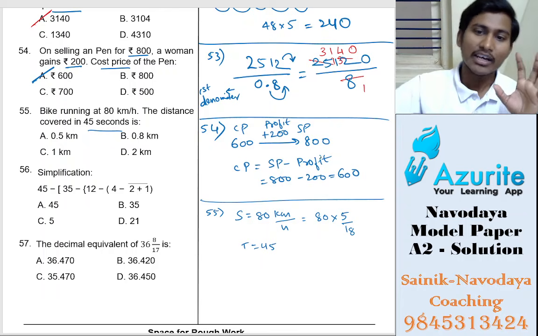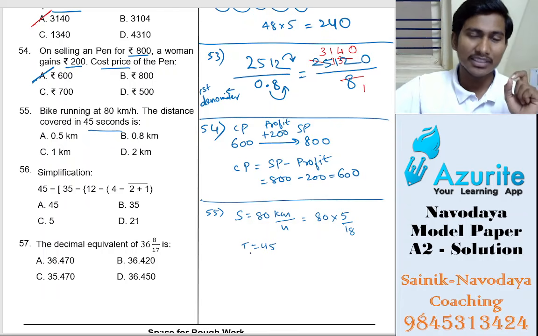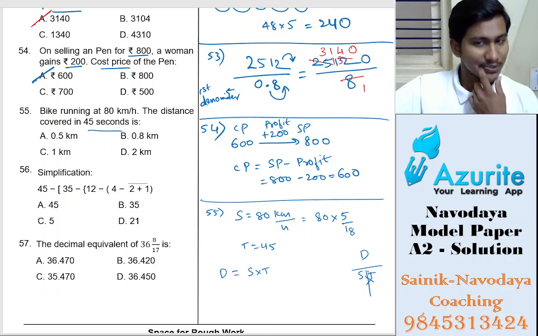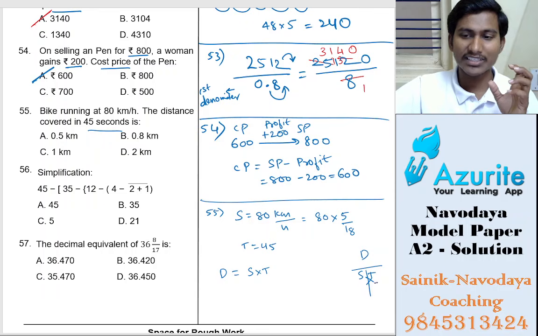So how do we find the distance? Time and speed are given. Distance we find by speed into time. Remember it as DST. Here D is equal to speed into time, and if you want to find speed, distance by time. If you want to find time, distance by speed. So that is in alphabetical order, DST you can write it.